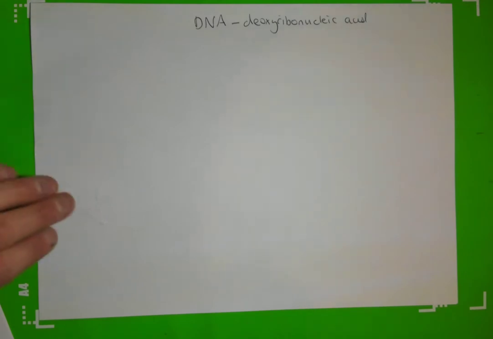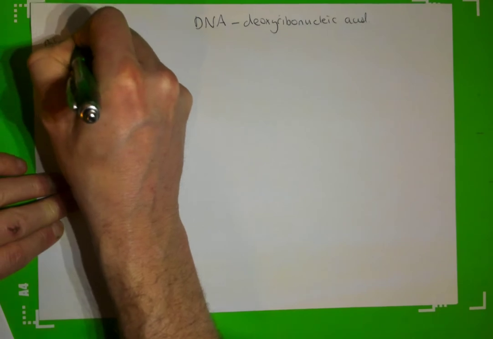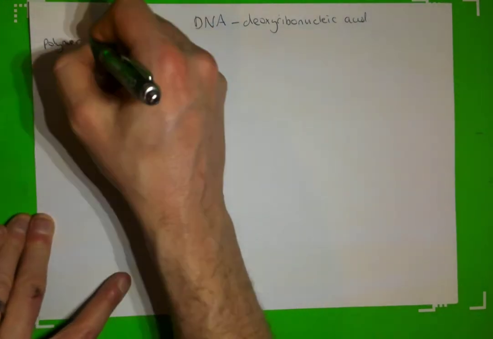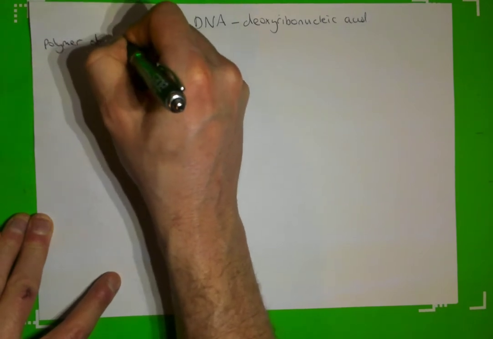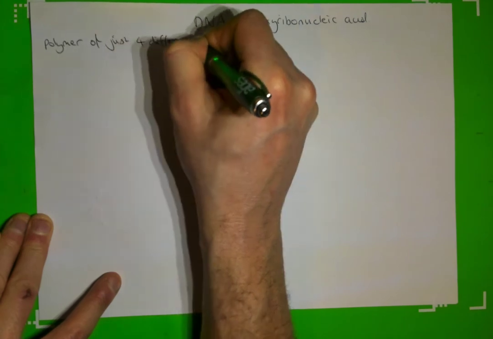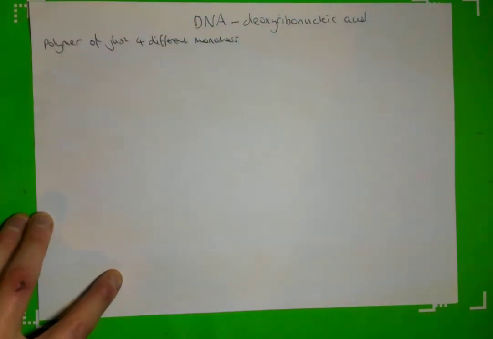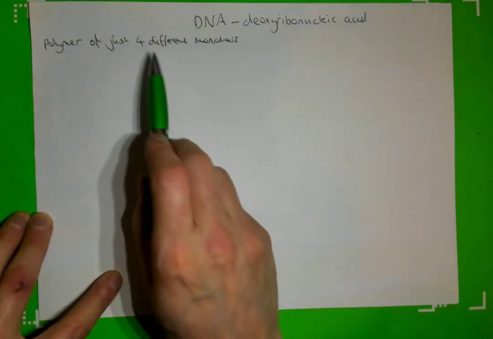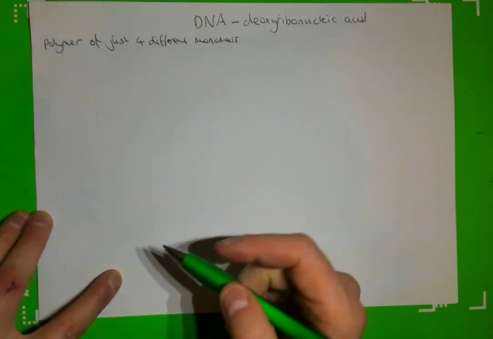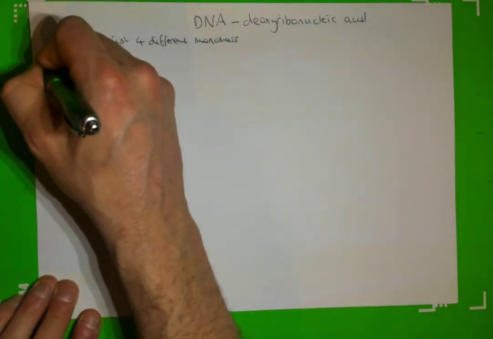So we know that a single strand of DNA is a polymer, and it is made up of just 4 different monomers. Today what we're going to look at is what those 4 different monomers are and how they link together. Now, those monomers are called nucleotides.